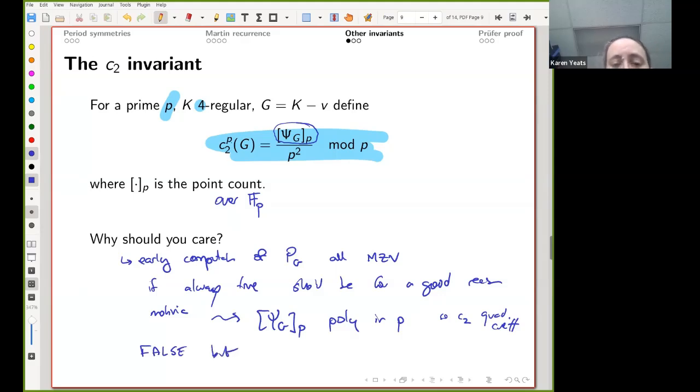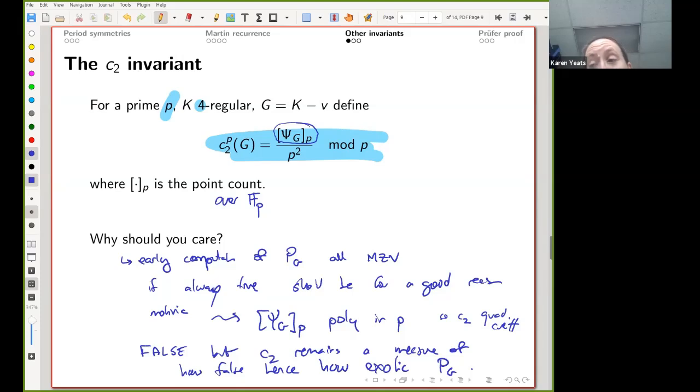But the C2 invariant remains a good measure for how false it is for a particular graph. Because for some graphs, the point count really is a polynomial, and so the C2 really is a constant. And those are graphs that have particularly nice periods. And so the C2 becomes a measure of how false it is. And so it tells you something about what kinds of numbers you should see in the period. So C2 remains a measure of how false, and hence how exotic the periods are going to be. And so that's why it's interesting.